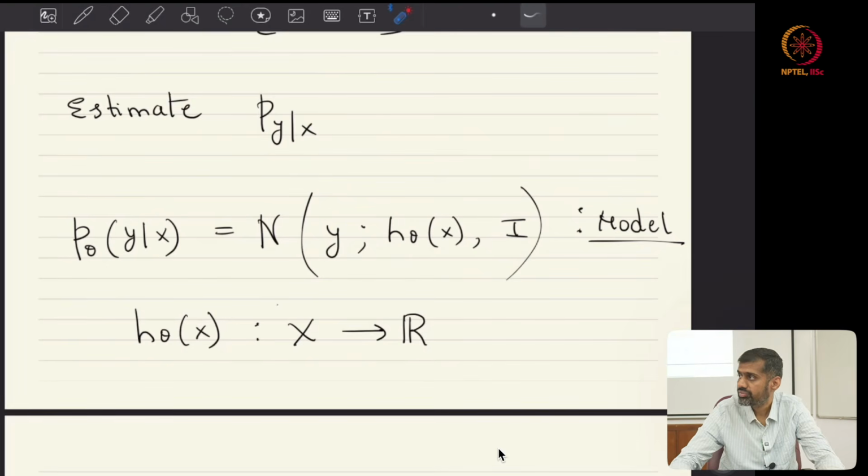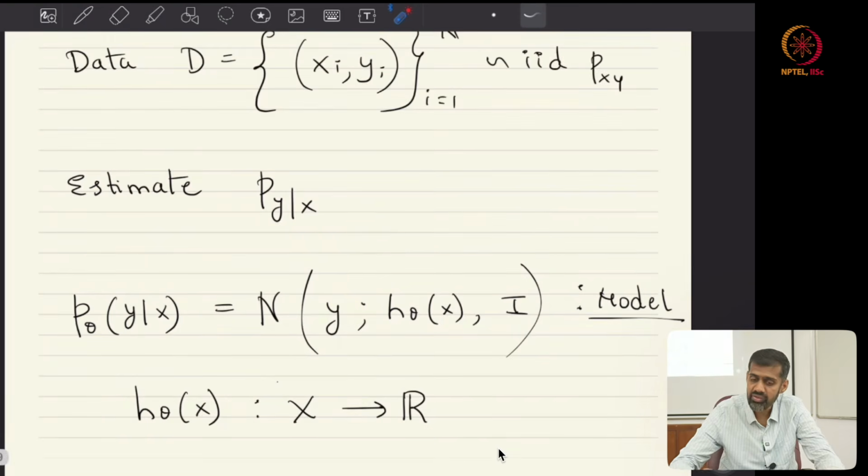That means it is mu. H theta is mu. Yes. Then we are just shifting standard normal. So the question that we are asking is, assuming that my p of y given x is a normal distribution, tell me what is the mean of the distribution. That's the whole question that I'm trying to ask.